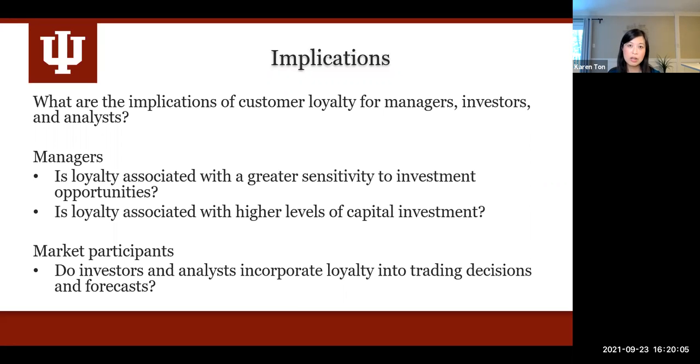We're going to start out with managers, and with the managers, we're interested in answering two specific things. First, we wanted to see if customer behavior is associated with greater sensitivity to investment opportunities. The second question we look at is whether customer behavior is also associated with higher levels of capital investment. And then finally, we're going to look at how market participants such as investors and analysts incorporate the customer behavior information into their trading decisions and forecasts.